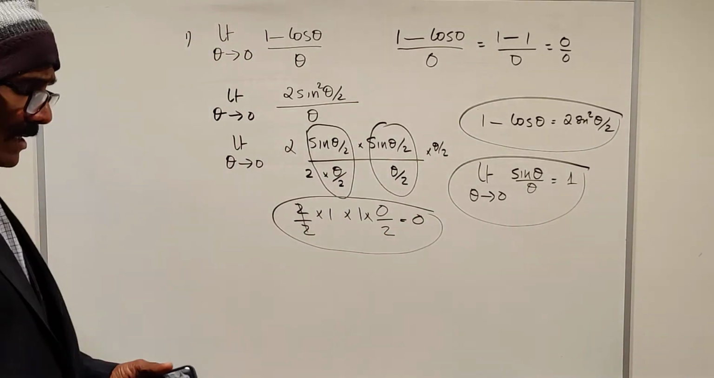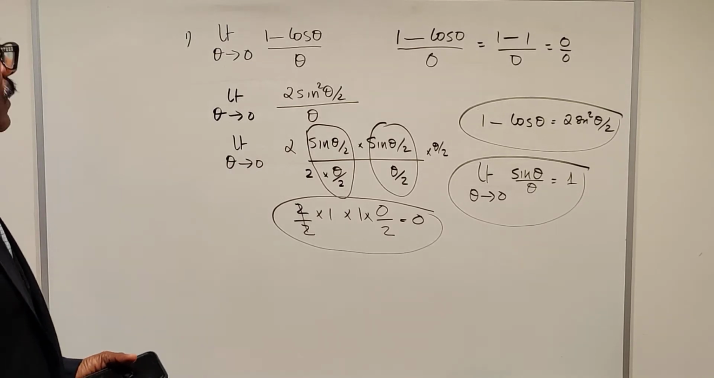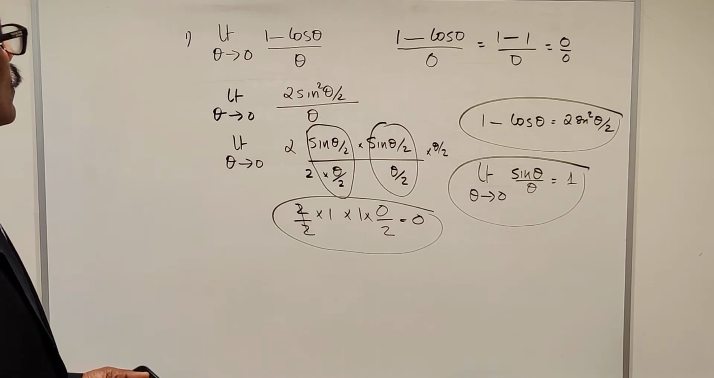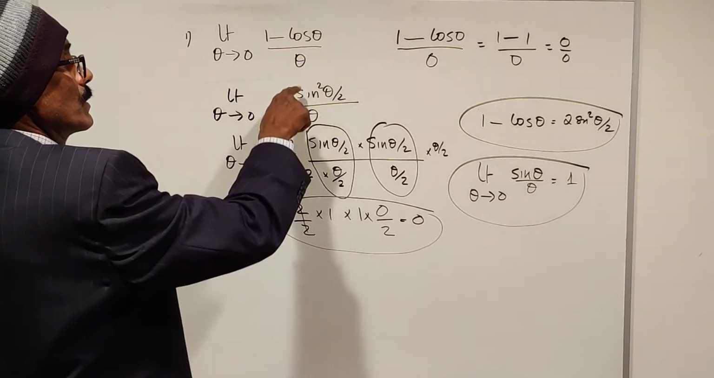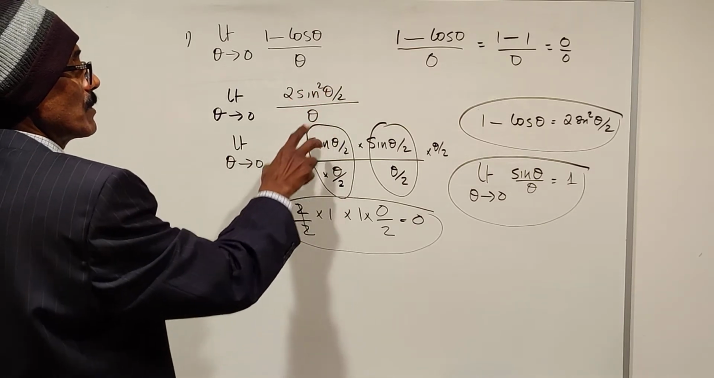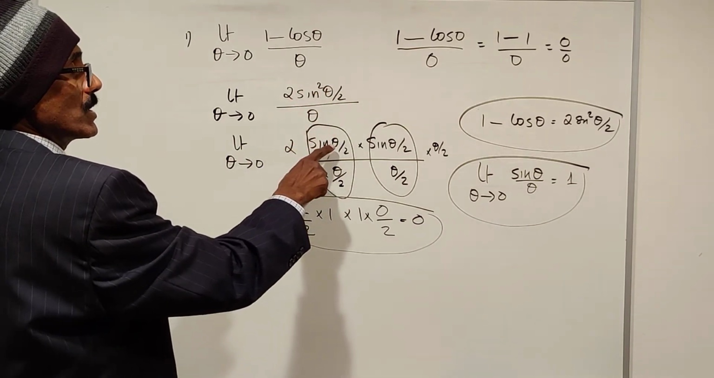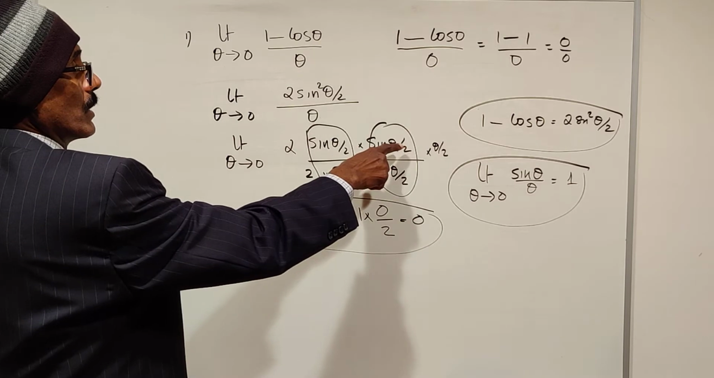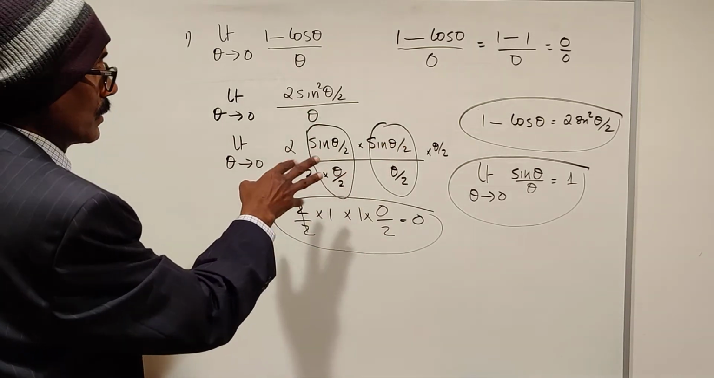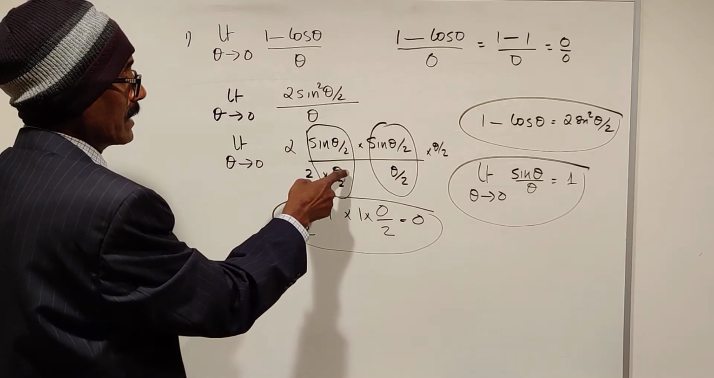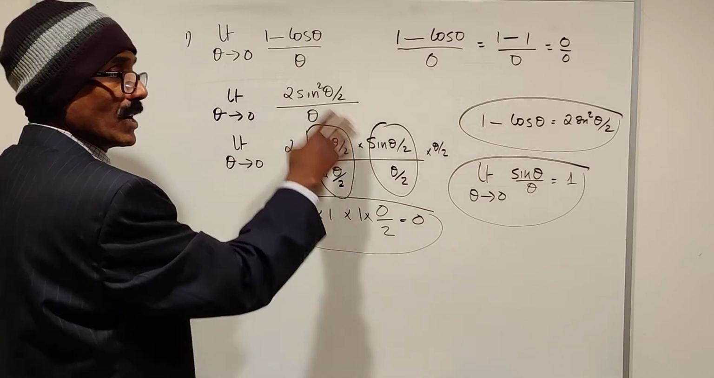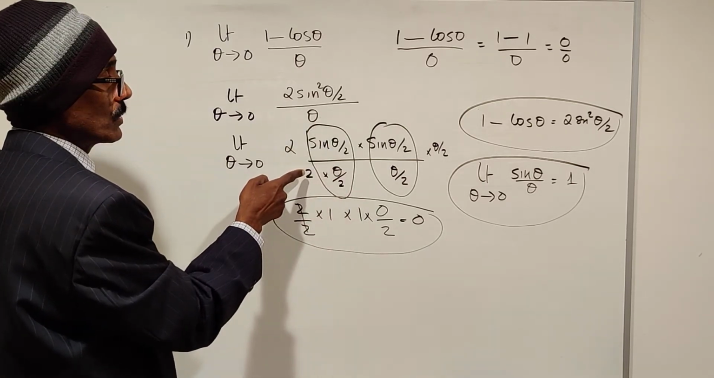See, this is the answer. So one more time. 1 minus cos theta is 2 sine square theta by 2 divided by theta. Sine square theta by 2 is sine theta by 2 times sine theta by 2. So divided by theta, you need to divide with 2, so the value changes, and you need to multiply with 2.